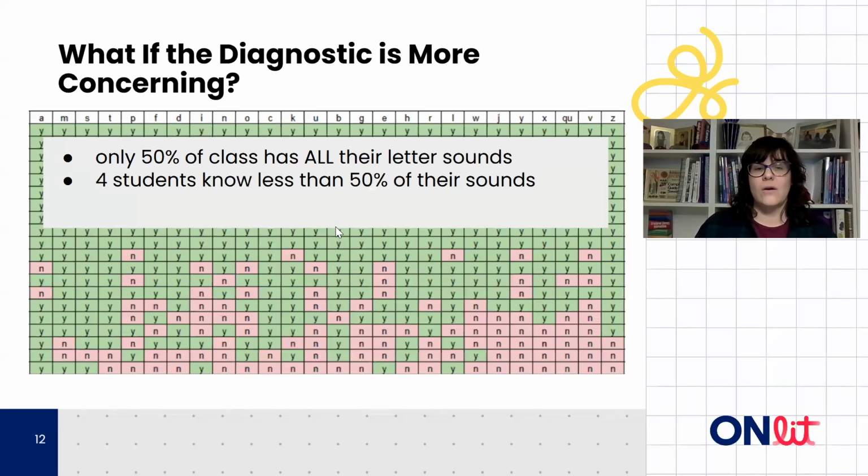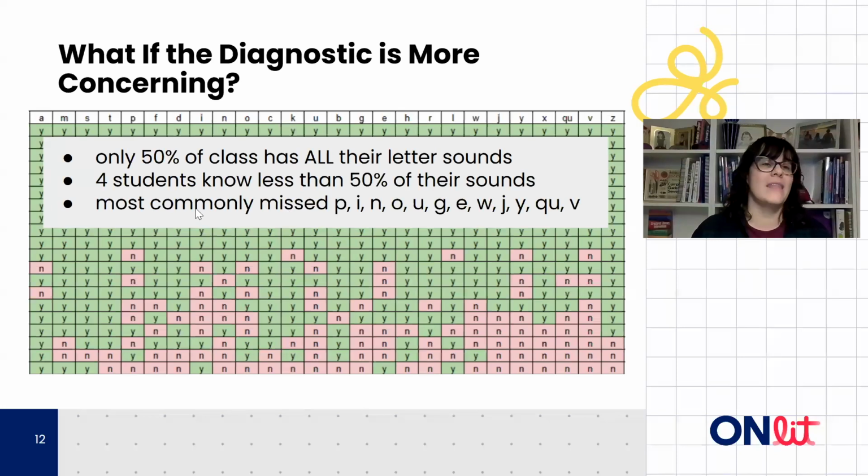You can also see that there are 4 students who have less than 50% of their sounds, right? So they are not working with a whole lot yet. We will get them there, but when they're coming to you, they're not quite where you would anticipate them to be. And then if you went sound by sound, you will see that there are some commonly missed sounds. P, I, N, those vowels there, and you'll notice that they are not the common sounds, right? Like J and Y and V, Q, U. Letters that we don't necessarily see very often are often missing from a student's repertoire.